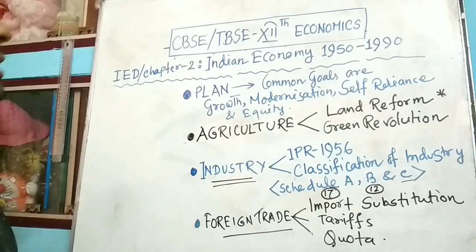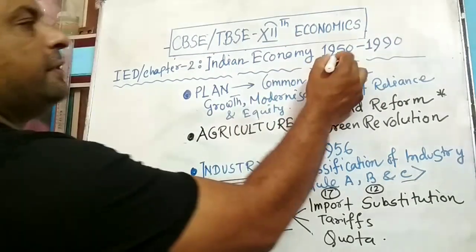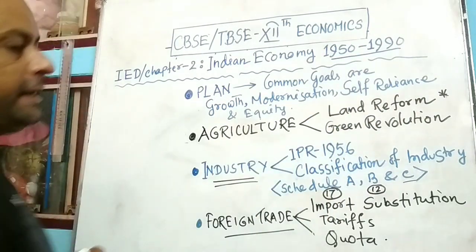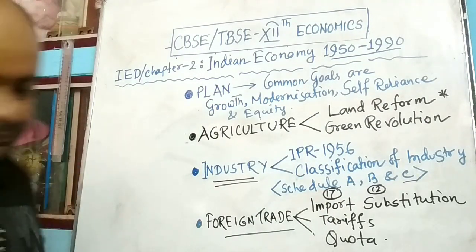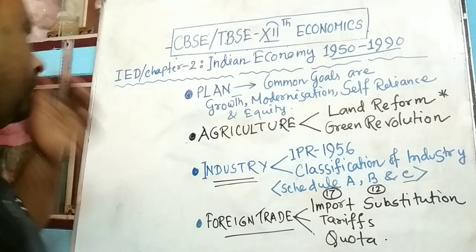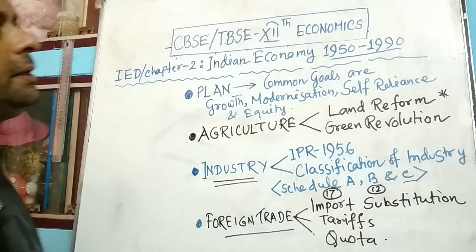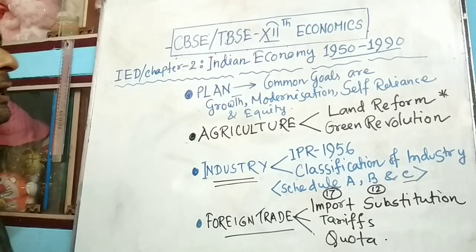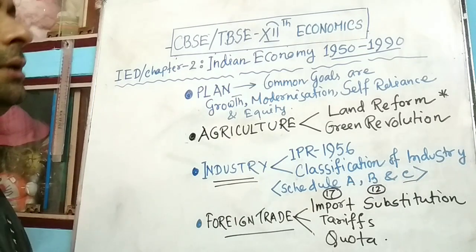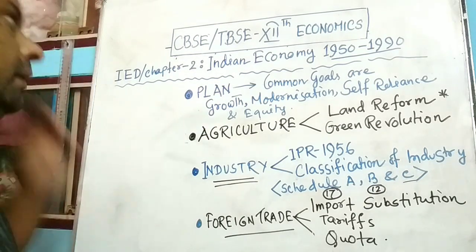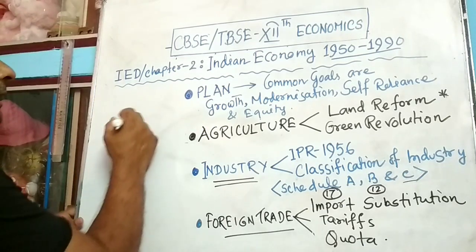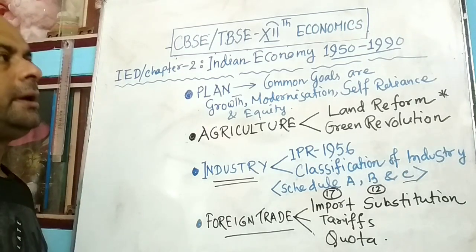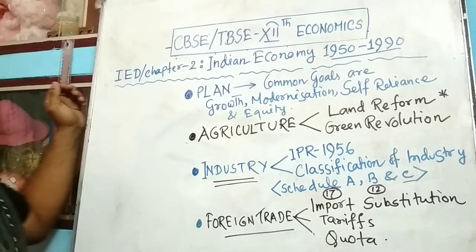Second chapter, Indian Economy between 1950 to 1990, is our second chapter. Earlier we learned the first chapter, Indian economy on the eve of independence, before independence. Now, 1950 to 1990, what happened in the Indian economy, everything is there in this chapter. From the beginning, we know India is a mixed economy. India is following the category of mixed economy.